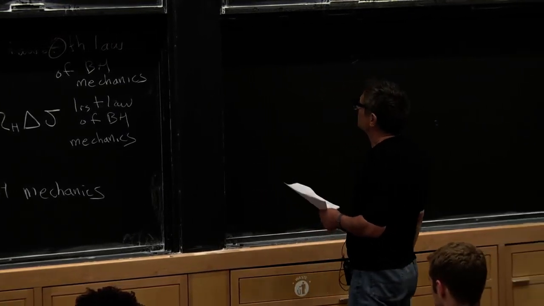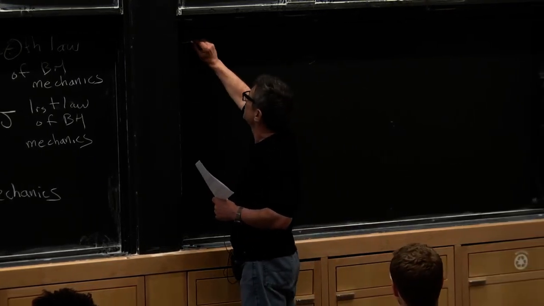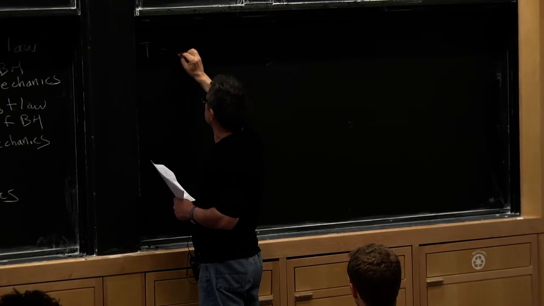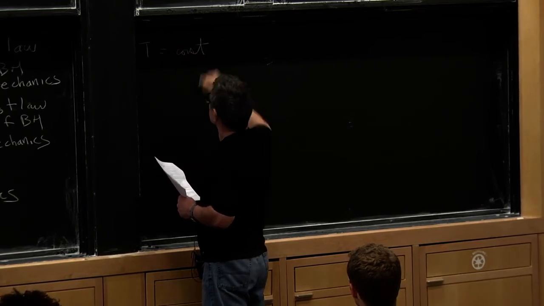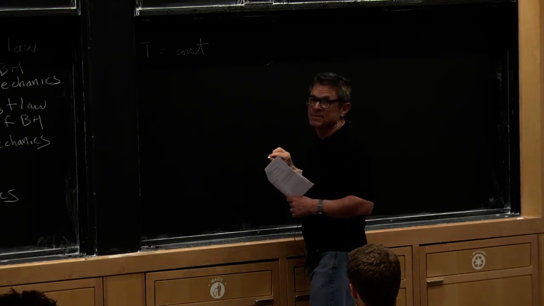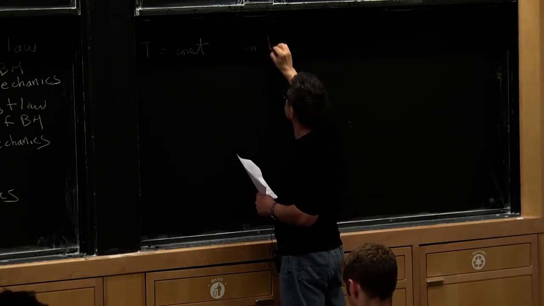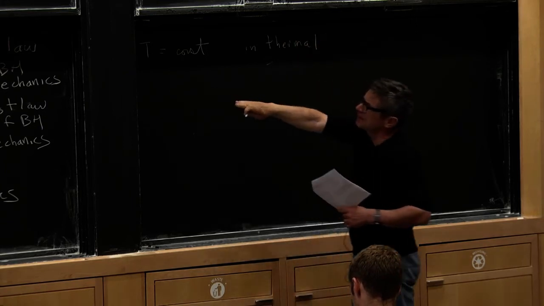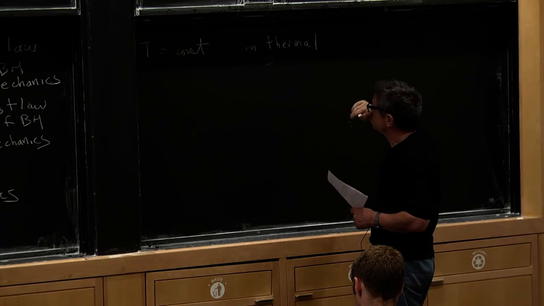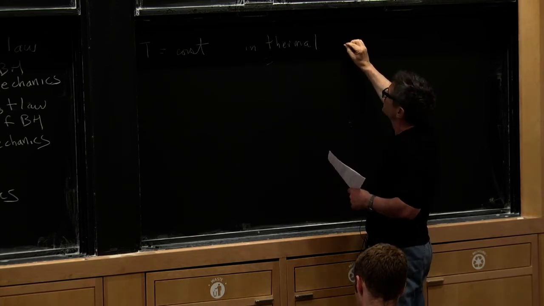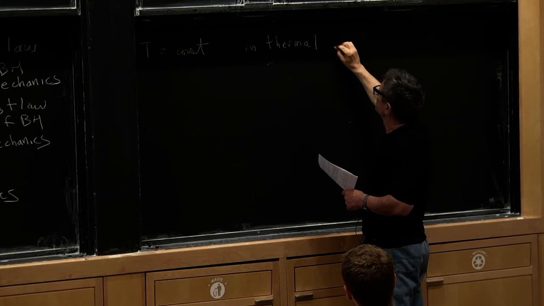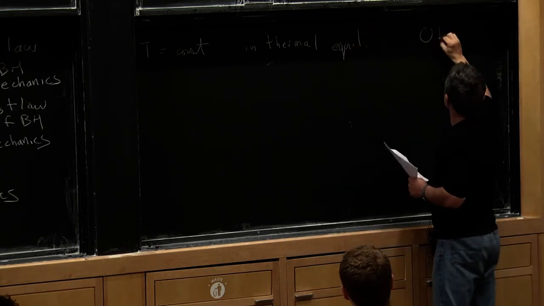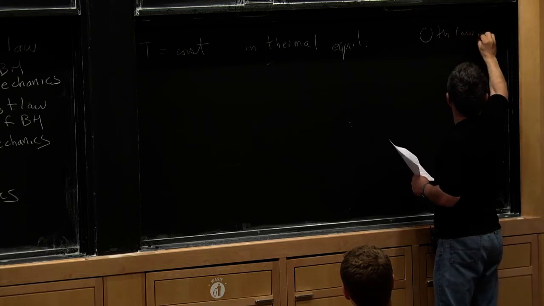Let me draw the laws of thermodynamics. So the zeroth law of thermodynamics is often written as the temperature is equal to a constant in thermal equilibrium. The surface gravity being constant on the horizon is a statement about the stationary solutions. So in thermal equilibrium, this is sometimes referred to as the zeroth law of thermodynamics.